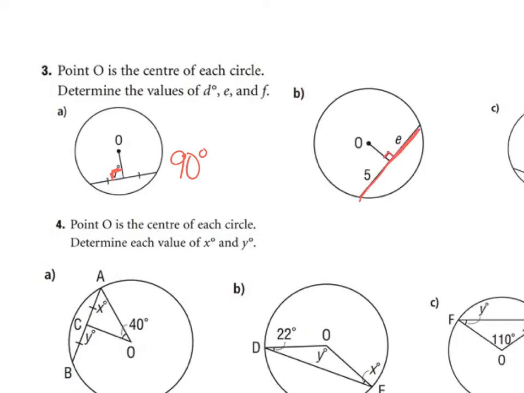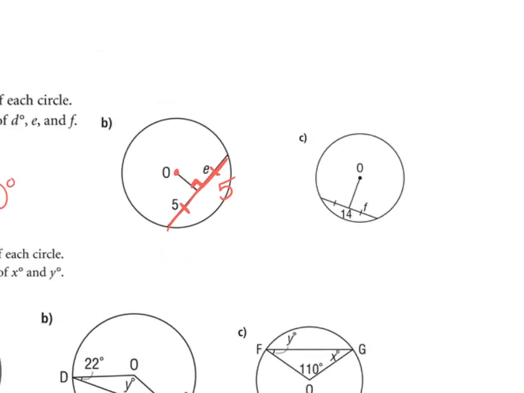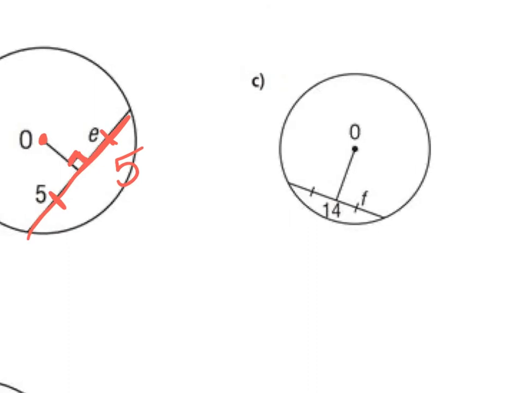For part B, it looks like we have a chord right here, and a line making a perpendicular right angle from the center of the circle. So we know that this side of the line and this side of the line, or the sides of the chord, are going to be equal. So E is equal to 5. And for C, it looks as well like they've given us a perpendicular bisector on a chord. So if the whole chord is 14, that means that side F is half of that, or 7.